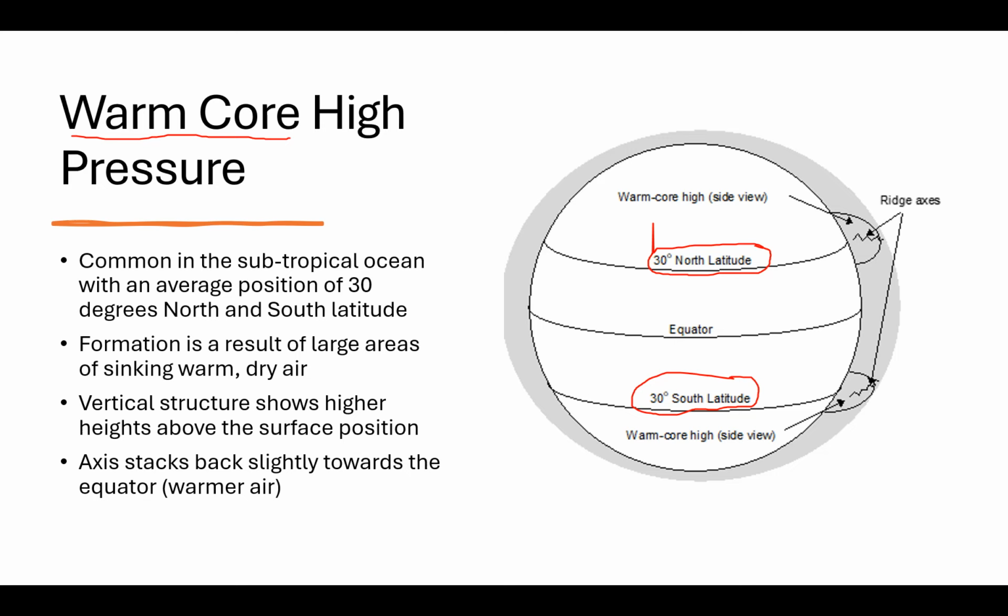Again, here's your globe on the right, and just showing you generally at 30 degrees north latitude and 30 degrees south latitude, we have this warm core high pressure system. And in the northern hemisphere here, that's generally known as the Bermuda High, which is a very, very significant feature when it comes to the East Coast summers.